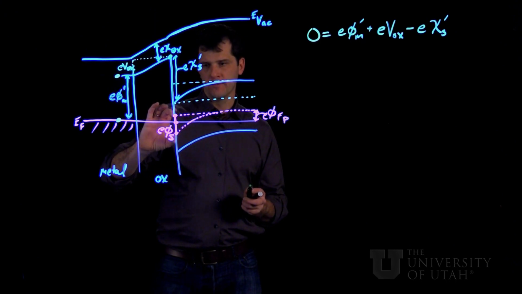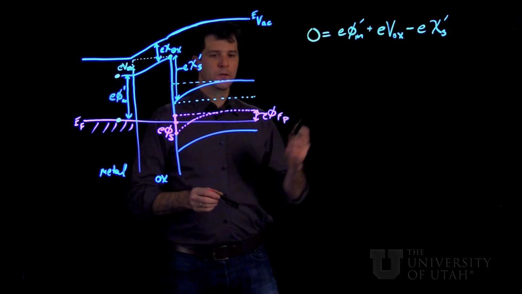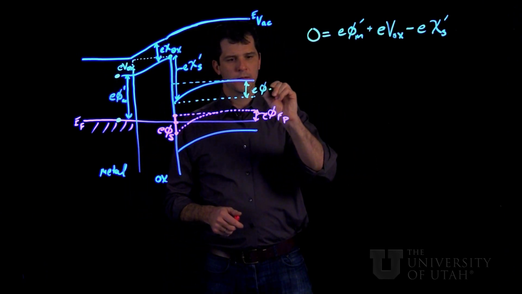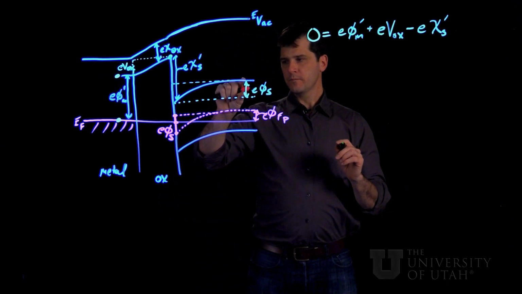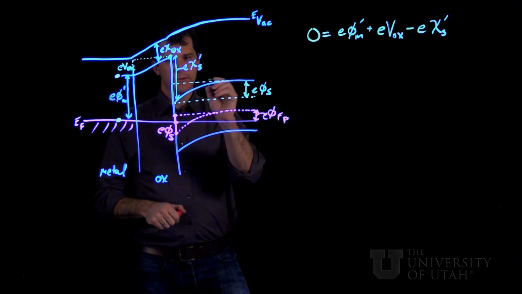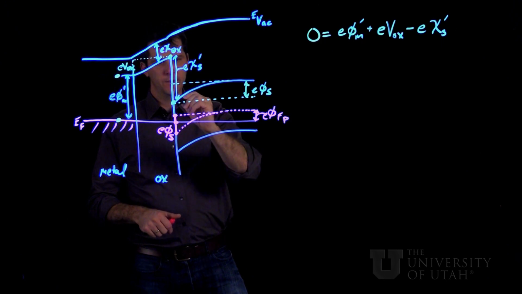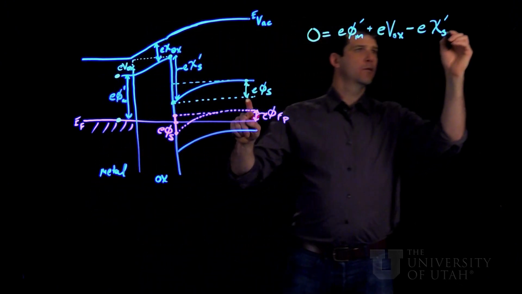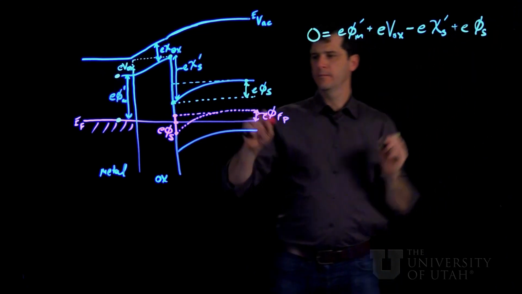And here we've measured off the intrinsic level, but it's exactly the same as if we measured off the conduction level. So this value here is also E phi s. So if we subtract the electron affinity and then we add E phi s, we're back at the conduction band here. So plus E phi s.